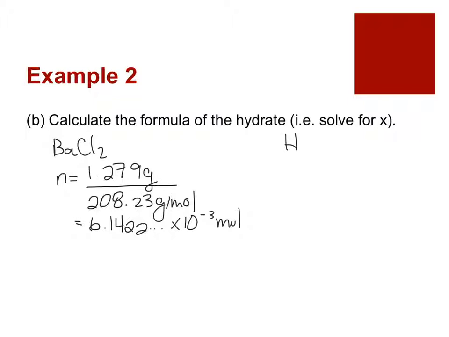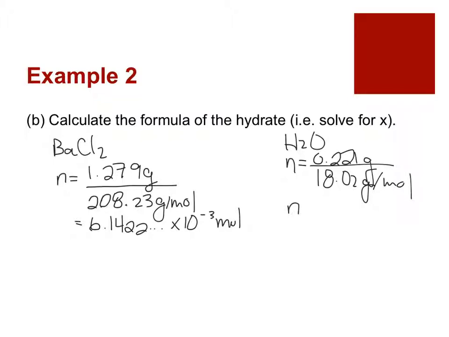We're going to do the same thing with the water. So we need to find the number of moles of water. We know we have 0.221 grams. We're going to divide that by the molar mass of water, which is 18.02 grams per mole. And that gives us 0.01266 and so on moles.